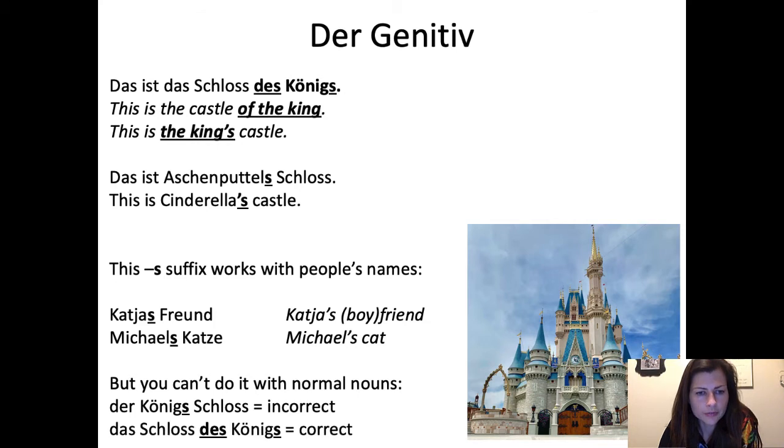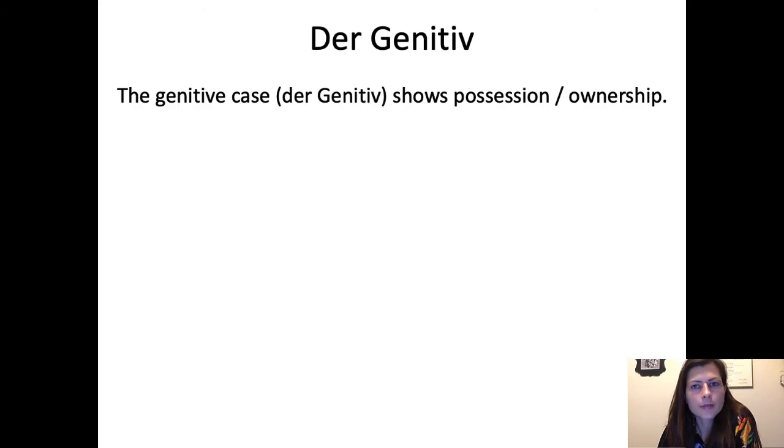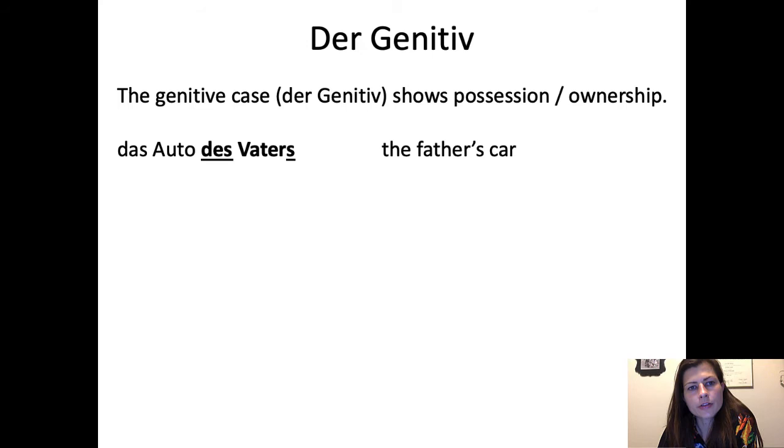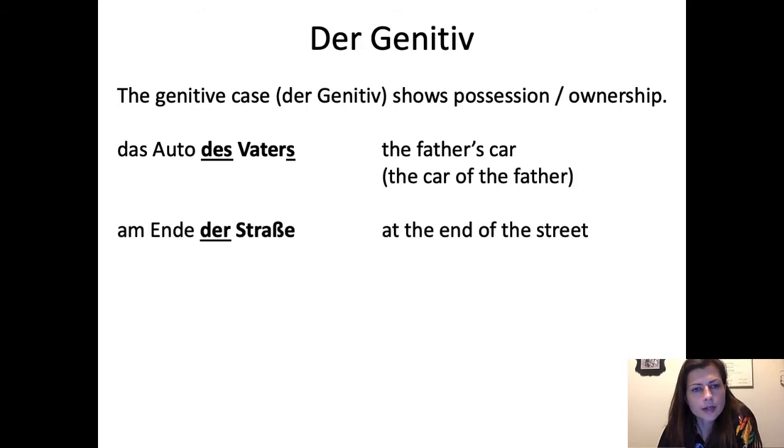But you can't do that. That's incorrect. If it's a regular noun, you have to use the actual genitive construction, das Schloss des Königs, which is parallel to the castle of the king. Okay, so we have das Auto des Vaters, the father's car, or maybe the car of the father. It's a possession relationship. Am Ende der Straße, at the end of the street.